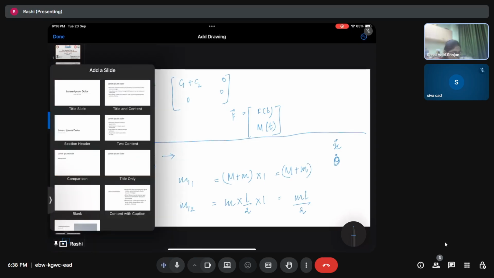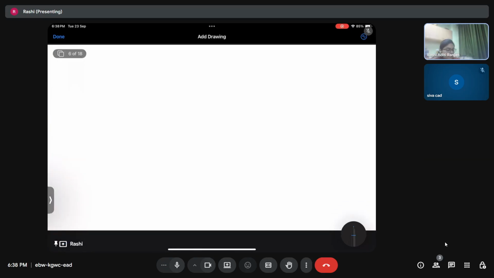Second case is going to be theta dot equal to 1 and x dot equal to 0. Now for that case, what is happening?